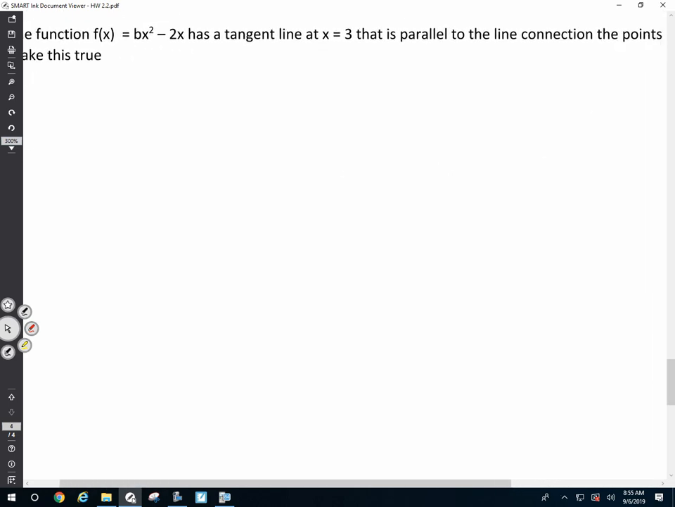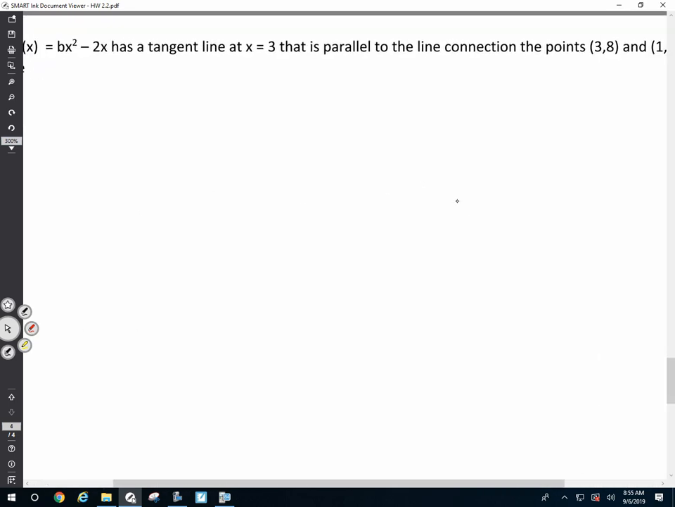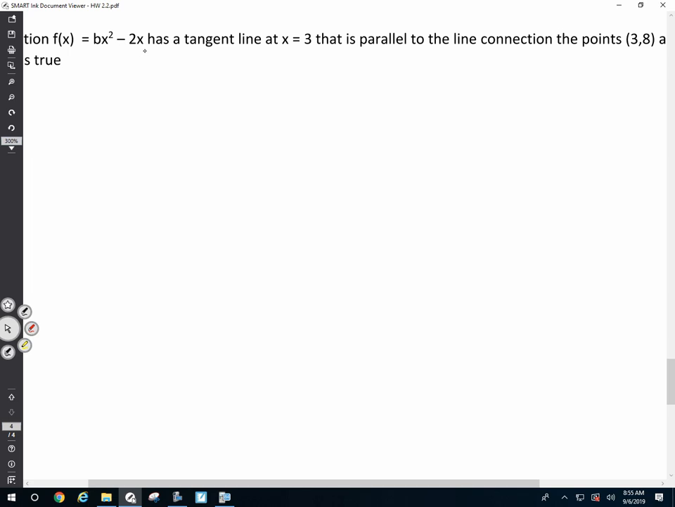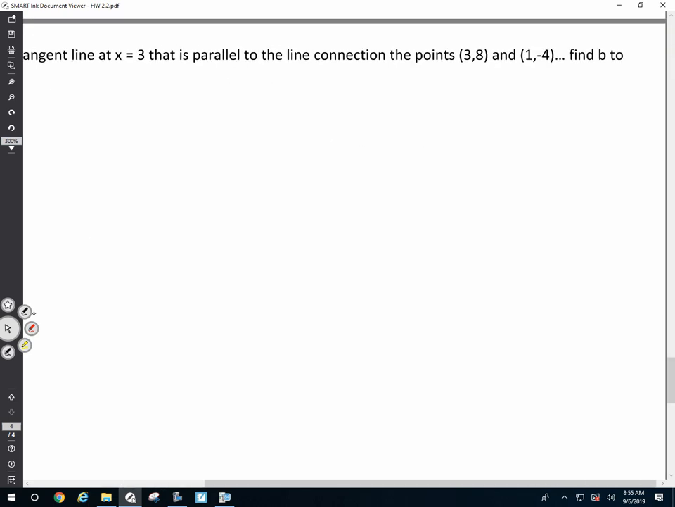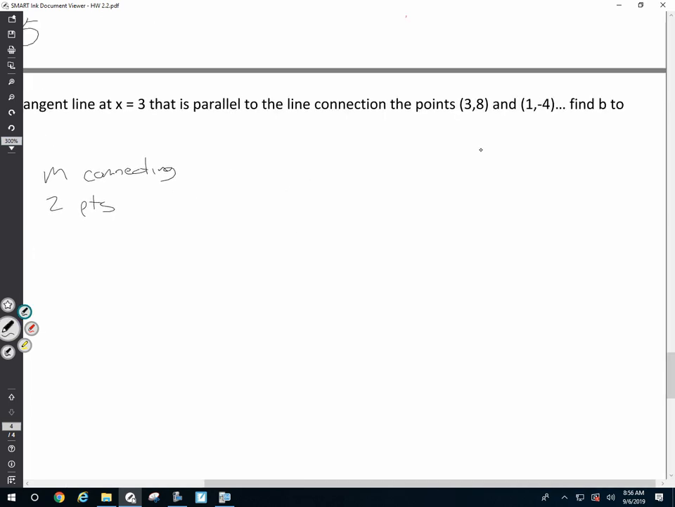All right, the function bx squared minus 2x has a tangent line at x equals 3 that is parallel to the line connecting the points (3, 8) and (1, negative 4). Find b to make this true. All right, well, this function has a tangent line at 3 that is parallel to this line. So let's just write that down. The function f prime at 3 will equal the slope connecting the 2 points. Let's find said slope. y2 minus y1 over x2 minus x1, 6. Okay.